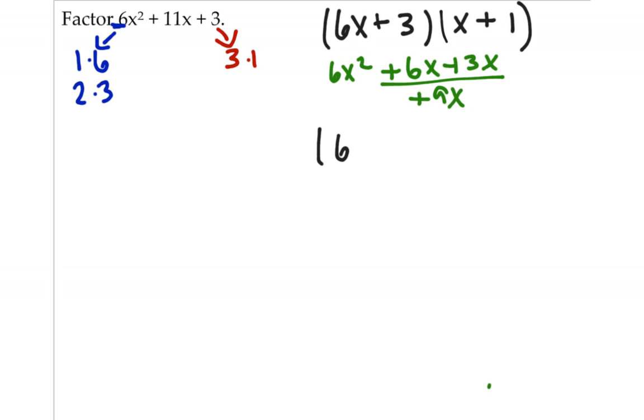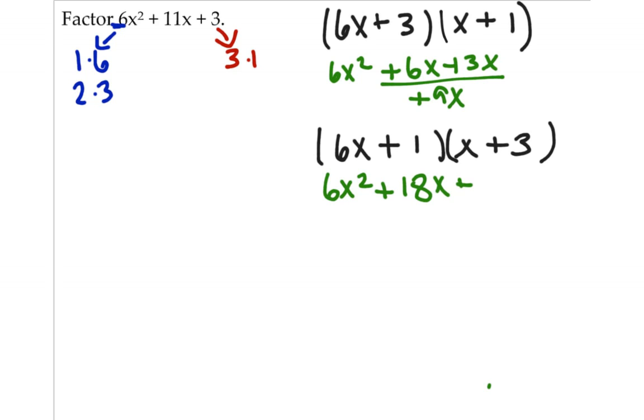Now usually then what I'll do is I'll keep the 6x and the x in place, and we'll swap the 3 and the 1, and try again. So 6x times x, 6x squared. 6x times 3 plus 18x. 1 times x is 1x. Oops, plus 19x. Still not working. Okay, so I'm guessing that the 1 and 6 is probably not my choice.